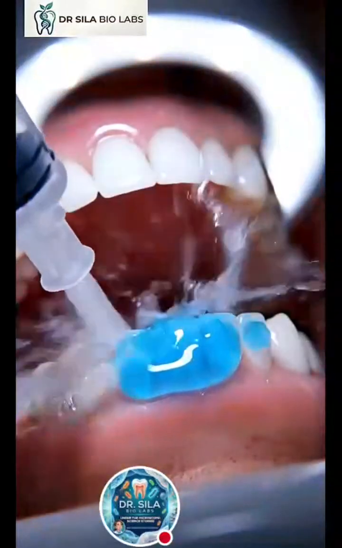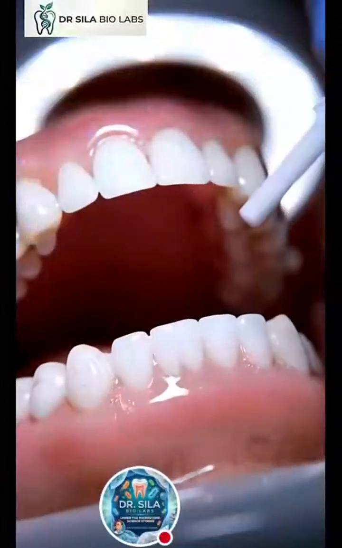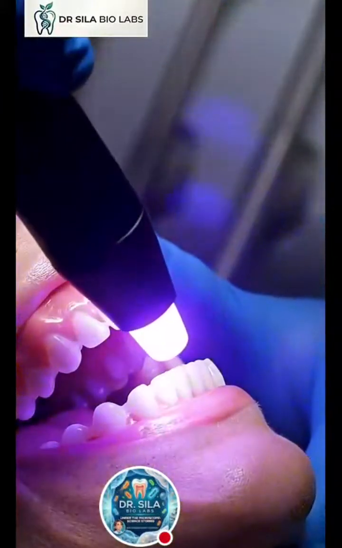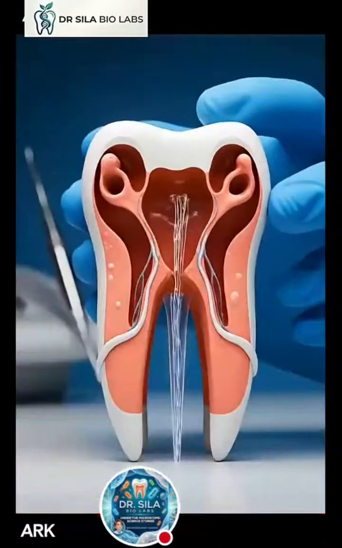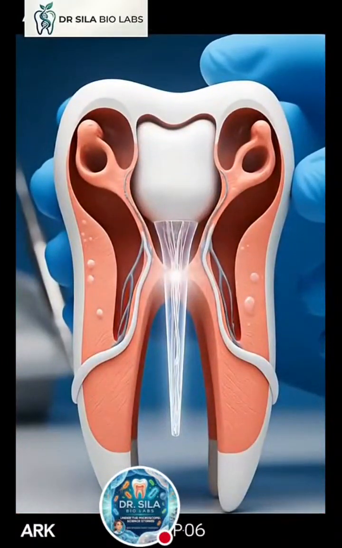A conditioning gel is applied to optimize bonding to the remaining tooth structure. The etching gel is rinsed away. A bonding agent is applied and cured with a specialized light to create a strong foundation. Custom fiber posts are inserted deep into the canals, reinforcing the weakened teeth from within.